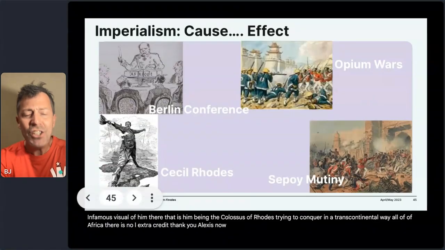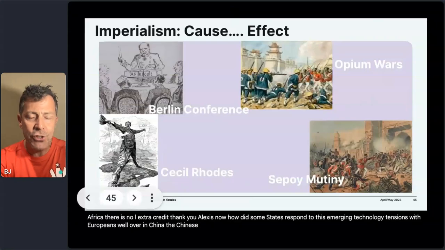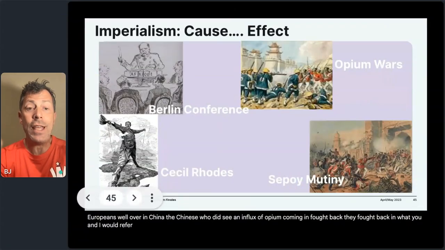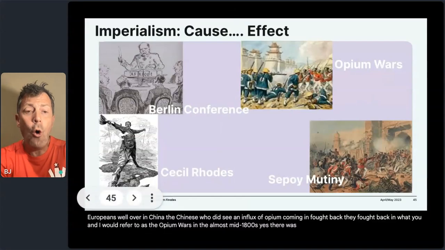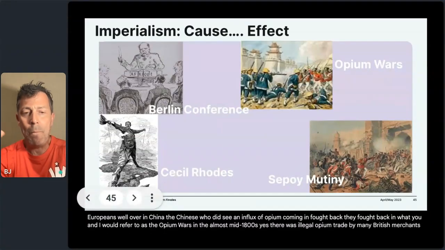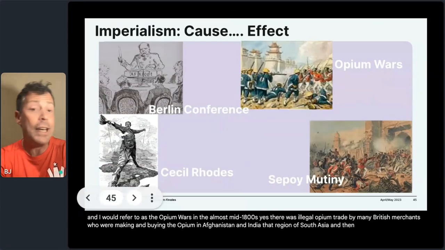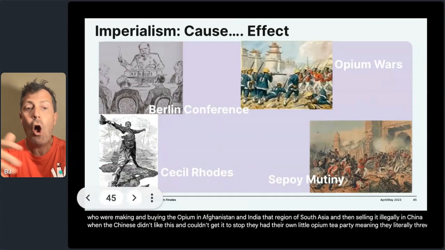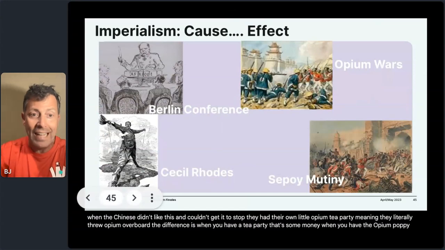Thank you, Alexis. Now, how did some states respond to this emerging tensions with Europeans? Well, over in China, the Chinese, who did see an influx of opium coming in, fought back. They fought back in what you and I would refer to as the Opium Wars in the almost mid-1800s. Yes, there was illegal opium trade by many British merchants who were making and buying the opium in Afghanistan and India, that region of South Asia, and then selling it illegally in China. When the Chinese didn't like this and couldn't get it to stop, they had their own little opium tea party, meaning they literally threw opium overboard. The difference is when you have a tea party, that's some money. When you have the opium party, that's a lot of money going over.